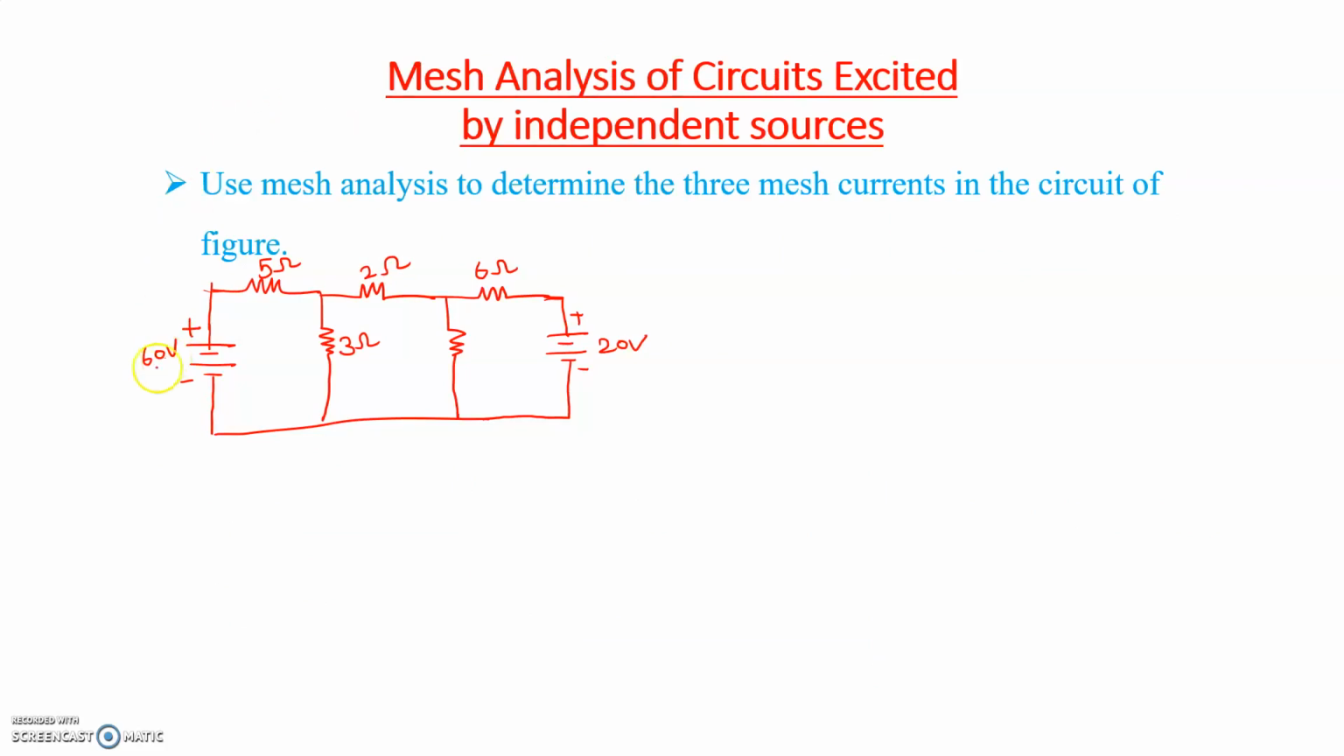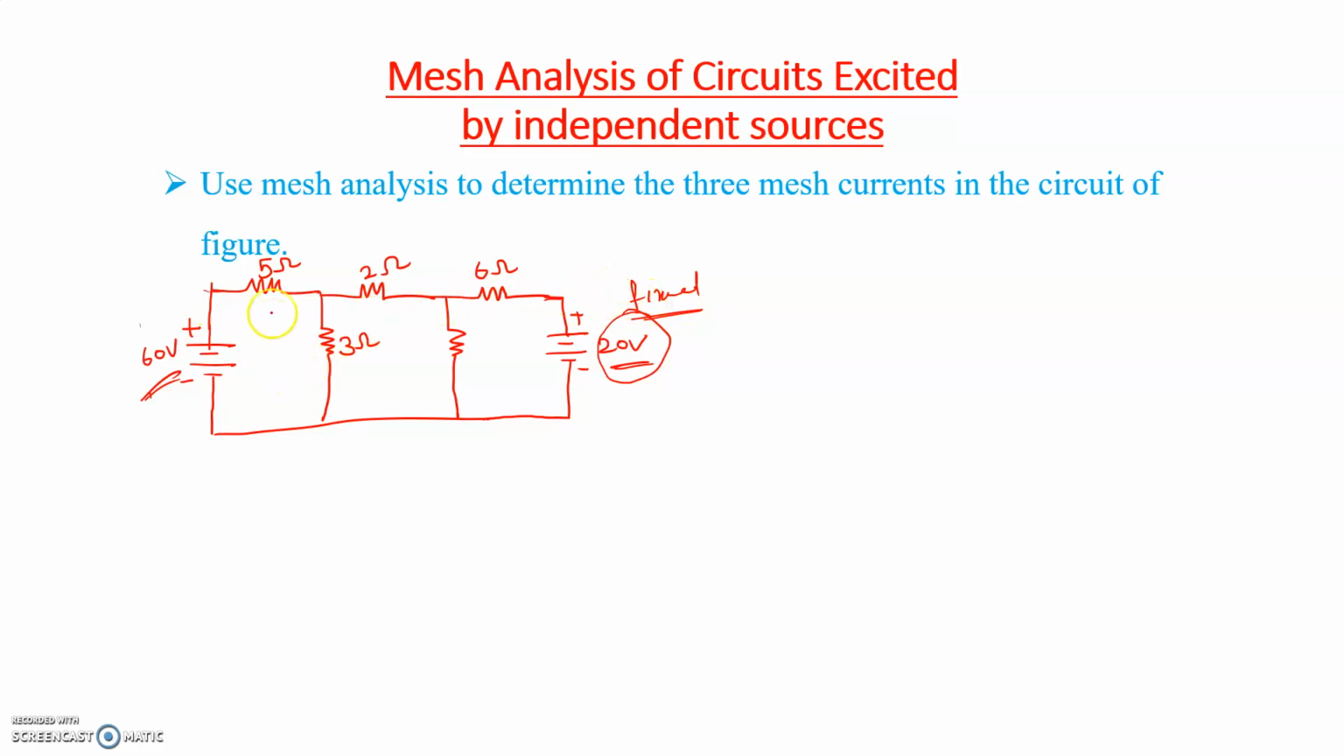Here we have got two sources, that is 60 volt and 20 volt voltage sources. Both sources are independent. So what does independent mean? The value of this voltage source will not change, it is a fixed value. It does not depend upon any other parameter in the circuit. So here we have got two independent sources.